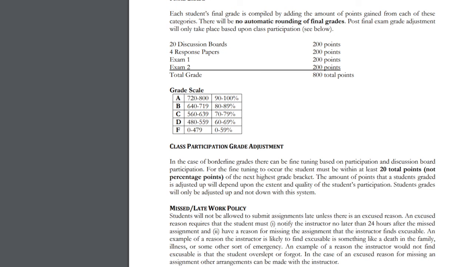So there is no automatic rounding of grades up to the next highest category, right? So if you're almost at a higher category, let's say you have like 710 points but need 720 for an A, it doesn't get automatically rounded, but I do take into consideration your class participation. So as I state here, if you're within 20 total points of the next highest grade bracket, then I do consider bumping you up to that higher grade bracket based on your participation.